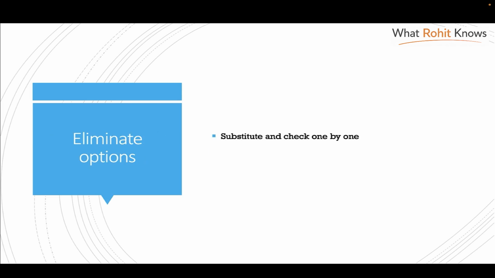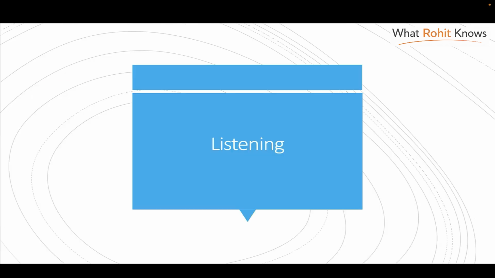Eliminate options, substitute and check one by one. Rule out illogical or grammatically incorrect options. This is useful in fill in the blanks. Use your grammar to shortlist the type of part of speech, the type of word that will go in that blank. Then out of that shortlist, you can put them one by one in the blank and see which is logical, which is illogical, which makes sense. So one by one, you can eliminate the options. In the end, if you have a smaller number of options left, it becomes much easier to find the right choice. Let's look at the listening section now.